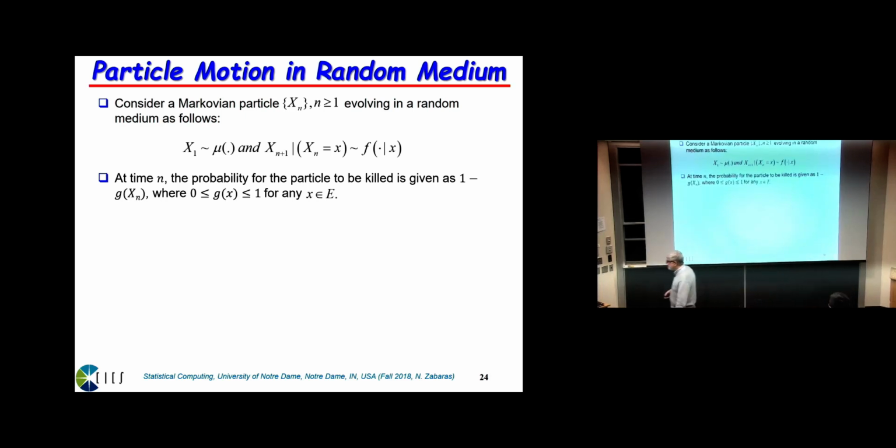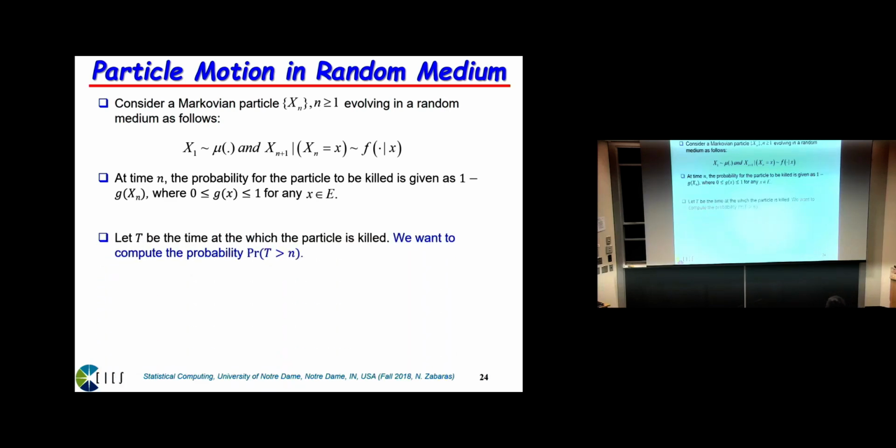You can interpret this in any way you want. But let's define at each time n the probability of the particle being killed to be 1 minus g of xn. Okay. So for now, interpret g of xn as basically the probability of not being killed at time n. It has nothing to do with the observation model that I discussed before, all right?